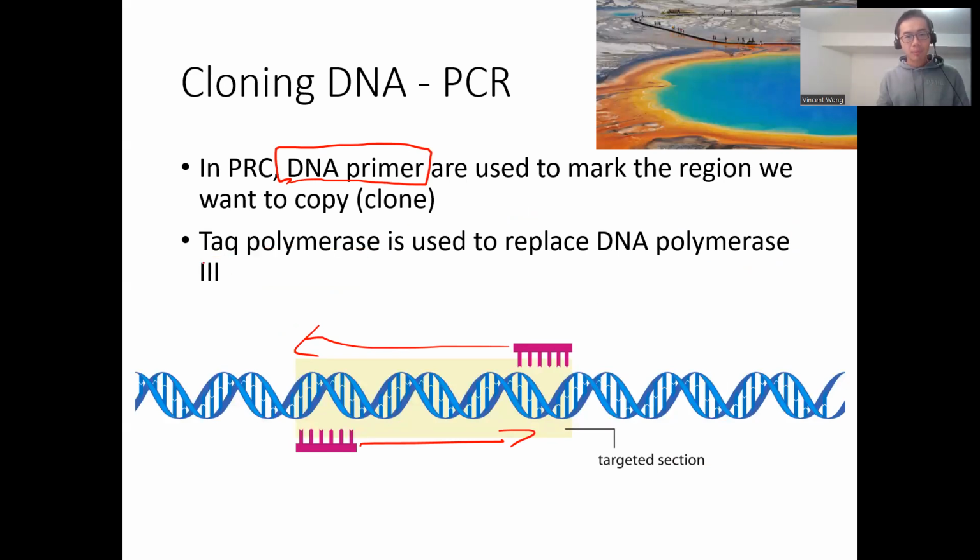Taq polymerase is extracted from bacteria that live in hot springs. You probably have seen pictures of these hot springs before. The colors they are is because of the minerals that build up. They are super hot, hundreds of degrees, and there are bacteria that live in those hot springs. So their polymerase is heat resistant. You would extract the Taq polymerase from them, and it replaces the function of normal DNA polymerase 3.